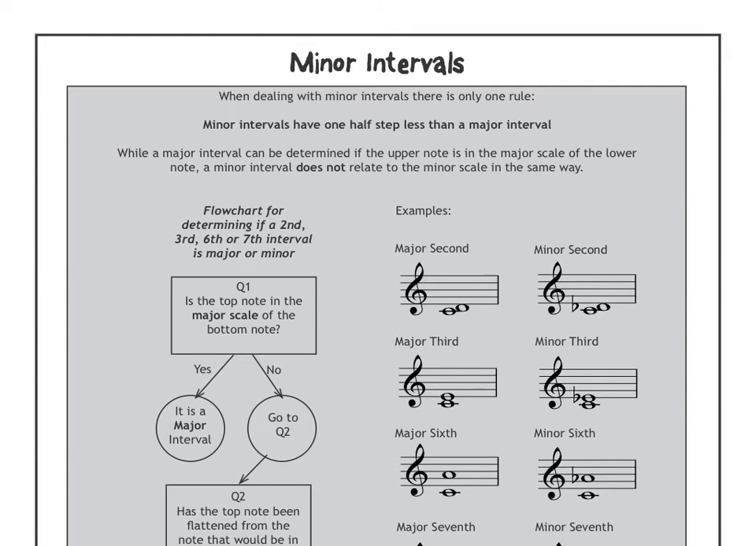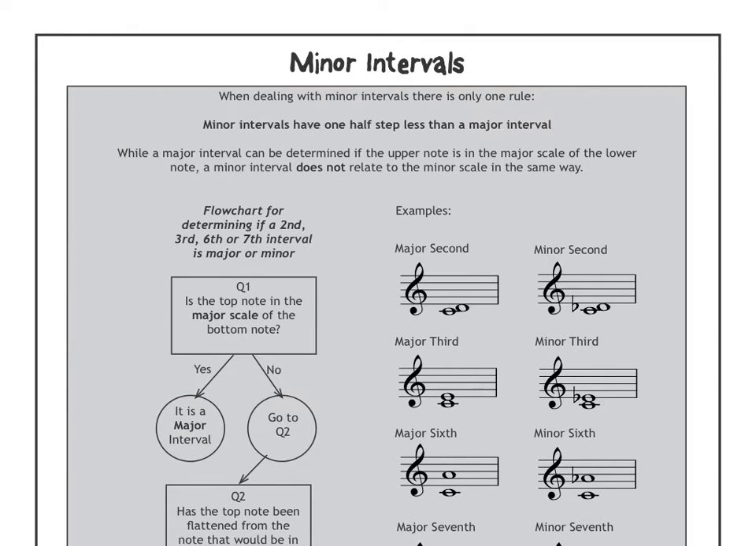All right, so we're going to go through a few examples right here just to make that very clear. So while a major interval can be determined if the upper note is in the major scale of the lower note, a minor interval does not relate to the minor scale in the same way. So previously, in the last lesson, you were asking yourself, does the upper note fit within the scale of the lower note? Right? That's all you had to ask yourself. And if it does, that interval was either perfect or major. Is the top note in the major scale of the bottom note? If it is, you have a major interval, if it's of size 2, 3, 6, 7.